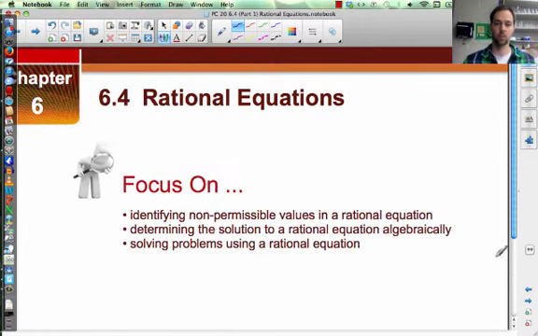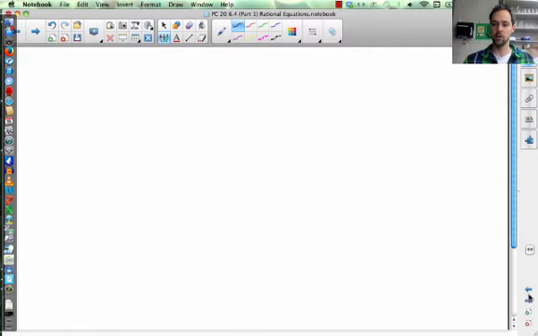There you go. Rational equations, so this is what we'll be focusing on: identifying non-permissible values. So again, things that make the denominator 0, can't have it. Determining the solution to an equation, and then solving problems using rationals.